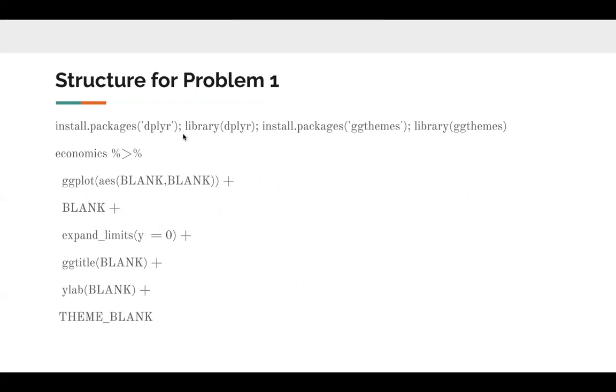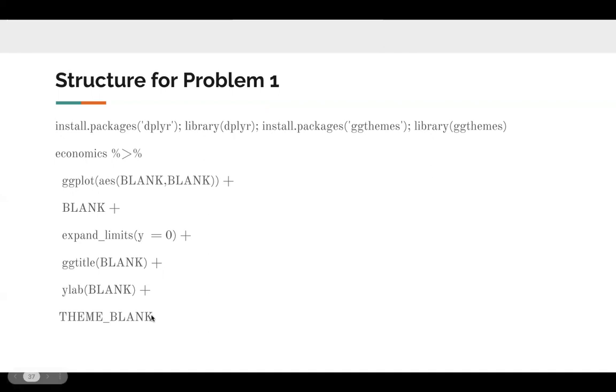So I'm going to install the packages you're going to need. It's dplyr, which is a data wrangling, data management package, which I'm actually going to do a workshop on in the near future. Library just loads that. Then we're going to install the package ggthemes, and then we're going to load that. This is going to say we're going to deal with the economics data set. We're going to do a little pipe here, and then we're going to do the exact code that we would expect to see.